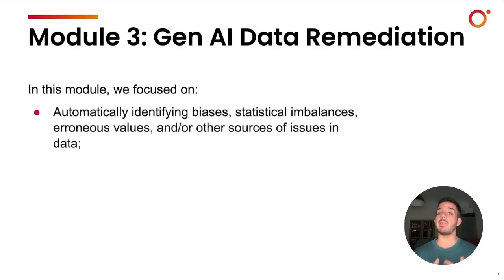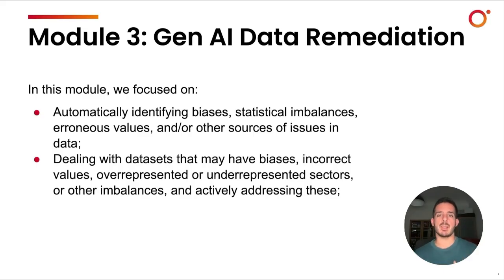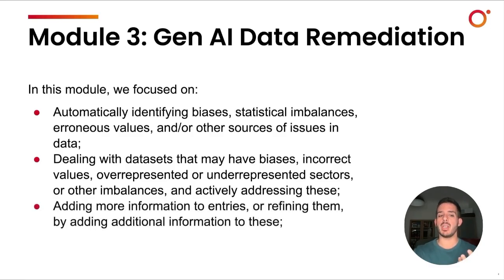Well, automatically identifying biases, statistical imbalances, erroneous values, or other sources of issues in data using GenAI, in many cases as a substitute for a statistical model or other type of analysis model. Or how to actually deal with data sets that need to be fixed, right? That may have biases, incorrect values, overrepresented or underrepresented sectors, noise, or other imbalances, and actively addressing these. In other words, how to fix data with GenAI. Or how to add more information to entries or refine these entries by adding additional information to these.